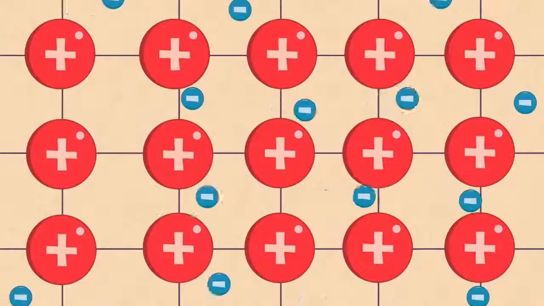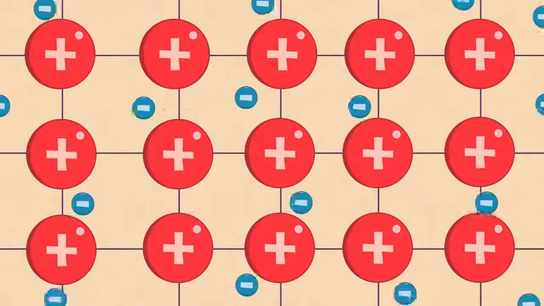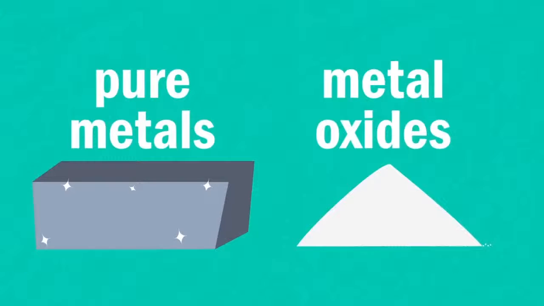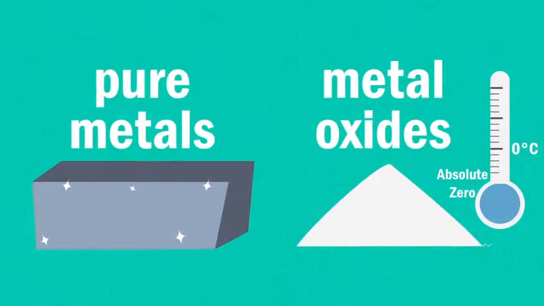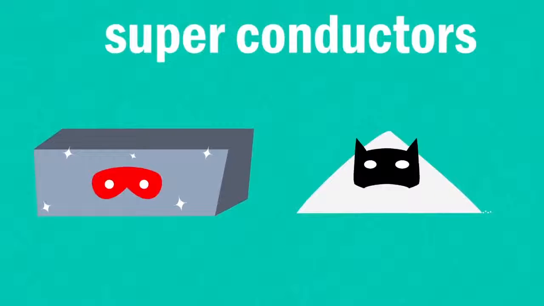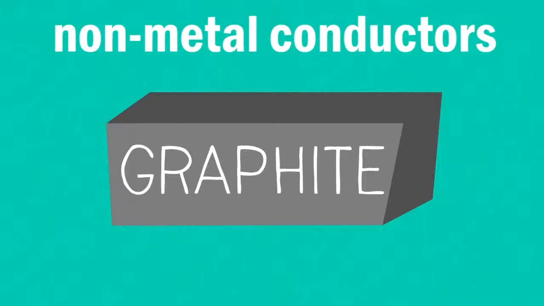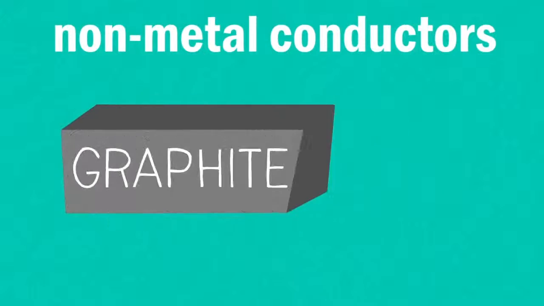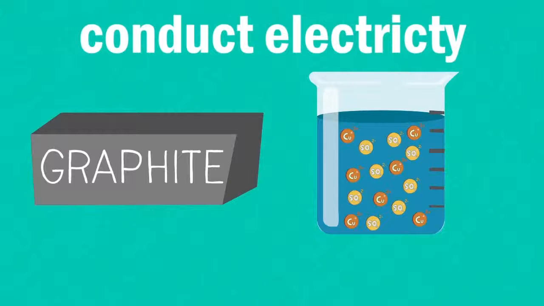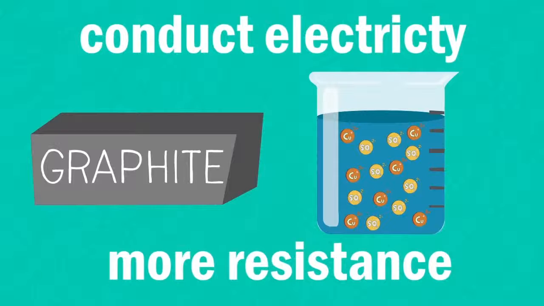Some materials offer hardly any electrical resistance to the flow of current, or the movement of these electrons. These include some pure metals and metal oxides, cooled to a few degrees above absolute zero. These are special conductors called superconductors. Some non-metal conductors like graphite, a form of pure carbon, or solutions of salts forming electrically charged ions will conduct electricity, but these have more resistance.